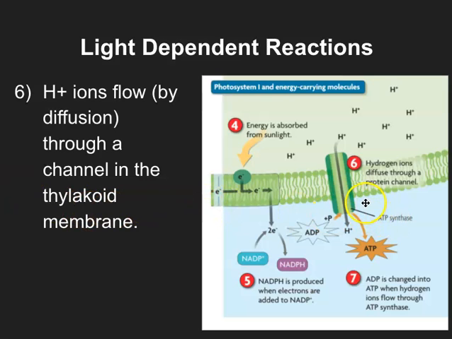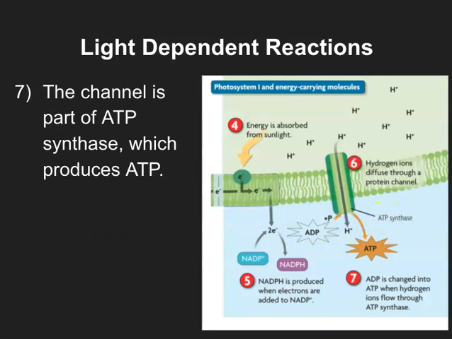So notice here in step 6 that we have our protein channel, and it is spanning the entire thylakoid membrane. Our hydrogen ions are located up here in a high concentration, and they're going to move down through this protein channel. Now, this particular protein channel is a protein that is known as ATP synthase. ATP synthase is a protein that changes ADP into ATP.